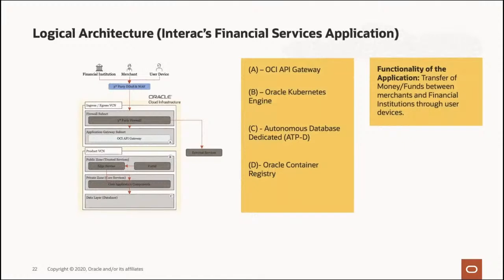Okay, so here we are talking about the logical architecture. So we are talking about one of our new applications, financial services applications that we are just building, and it's GA. The functionality is basically the transfer of money between merchants and financial institutions through user devices. We have been using the following OCI capabilities. If you look, API gateway, Oracle Kubernetes Engine, which uses the upstream Kubernetes, Oracle Autonomous Database dedicated, so that you don't build your own, and Oracle Container Registry, which is OCR.